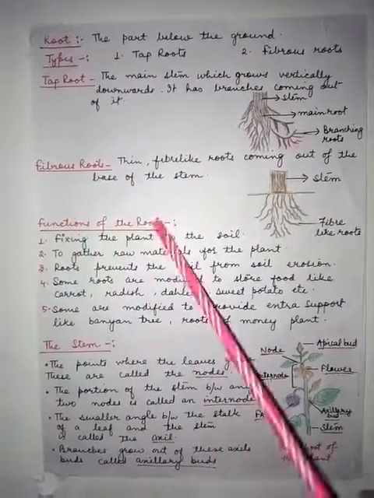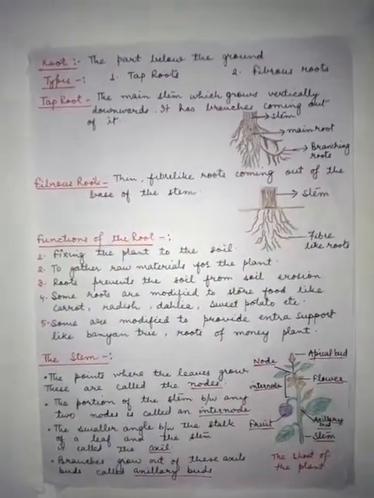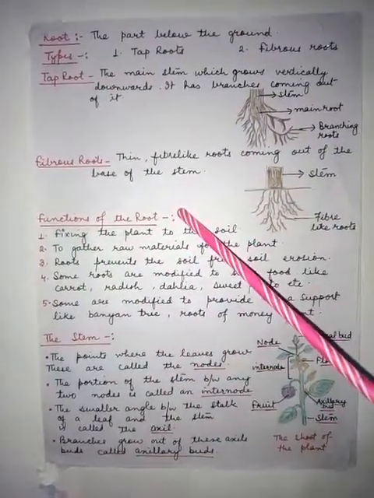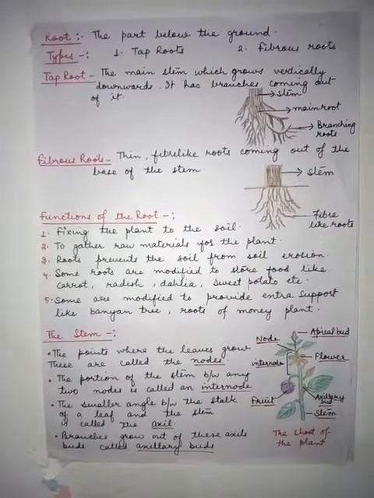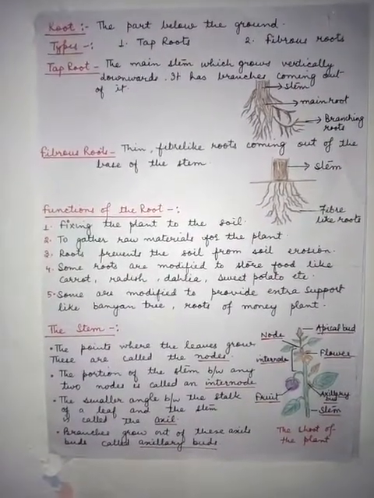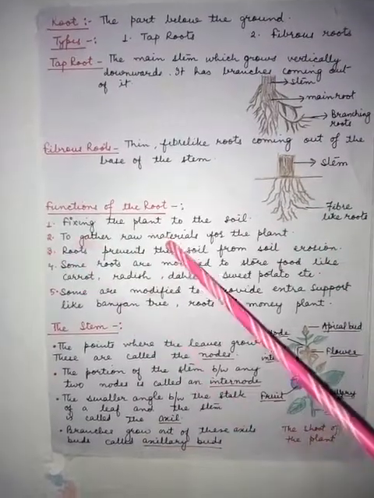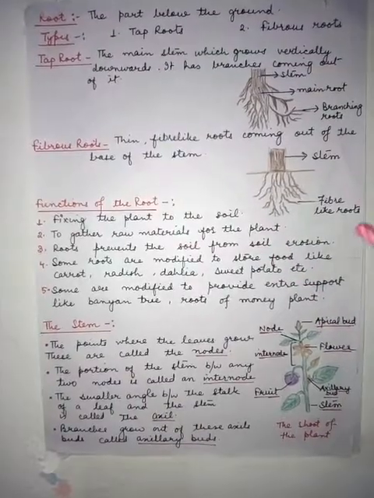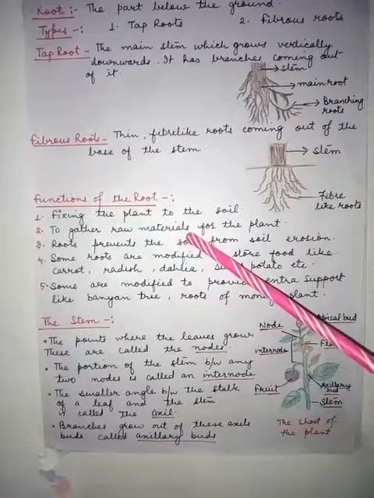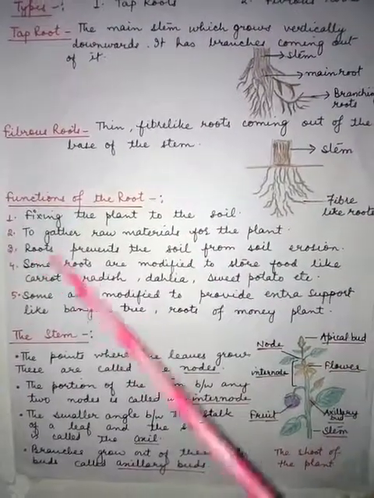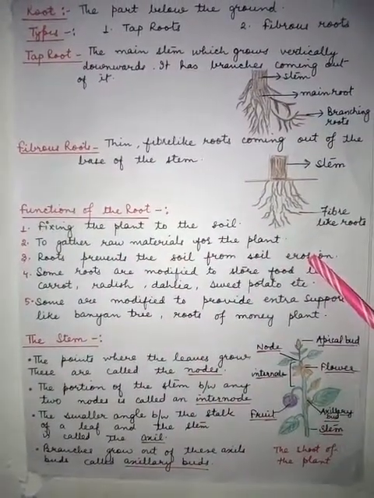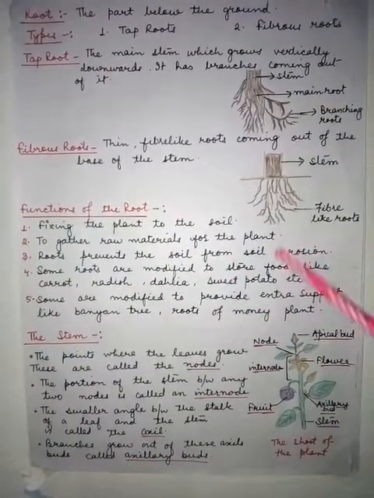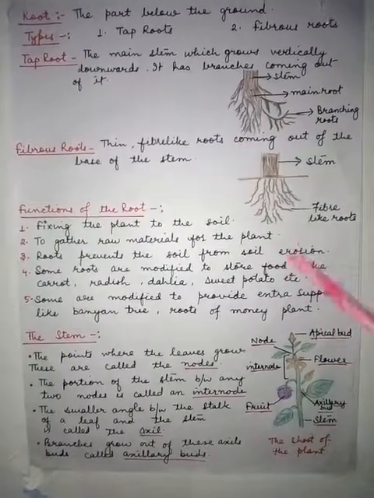Now we have the functions of the root. What important role does the root play? Fixing the plant to the soil. The main function of the root is to fix the plant firmly into the soil. Secondly, to gather raw materials for the plant, whatever is required for its growth. Roots prevent soil erosion, which means the removal of the upper layer of the soil.